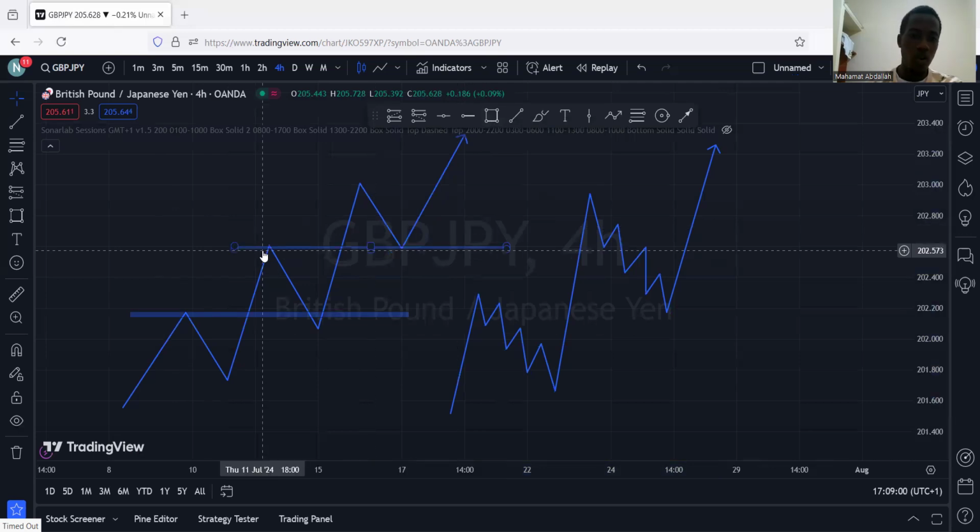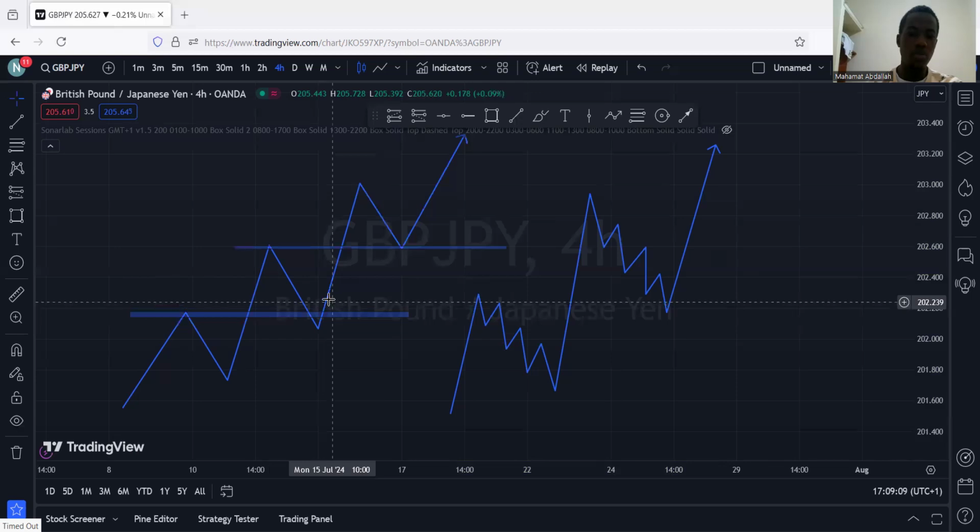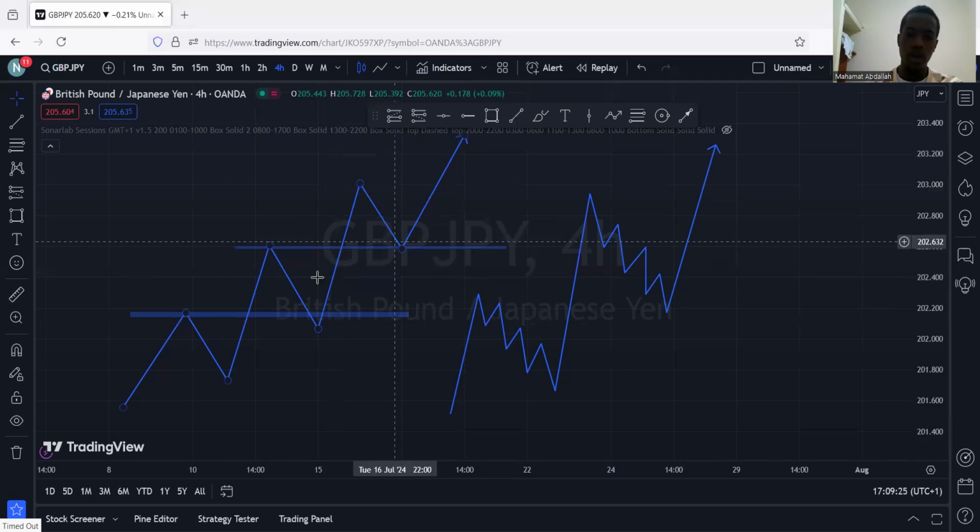Now, when price comes back to this level, we wait for a candlestick confirmation, which is usually a bullish engulfing candlestick, right? When you have a bullish engulfing candlestick, you are now good to take your buy positions. Remember, I'm talking about higher time frame analysis, right? So you are watching all of this on the 4-hour time frame.